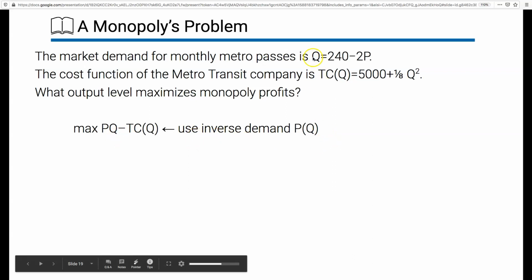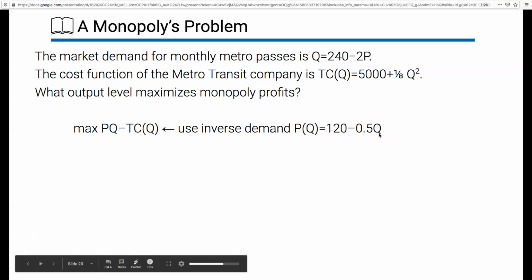Whenever you're given the demand in its regular way as quantity as a function of price, you need to solve it for price in terms of quantity to get the inverse demand, so that you can write down the profit maximization problem in terms of output only. And so the inverse demand is going to be 120 minus 1/2 the output.